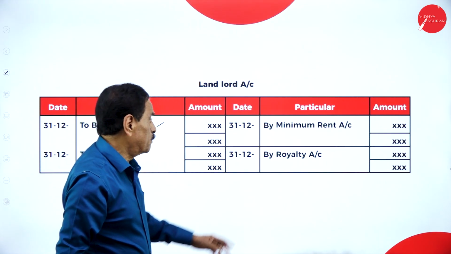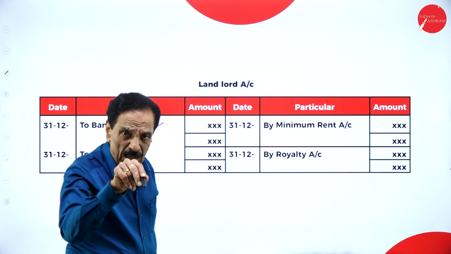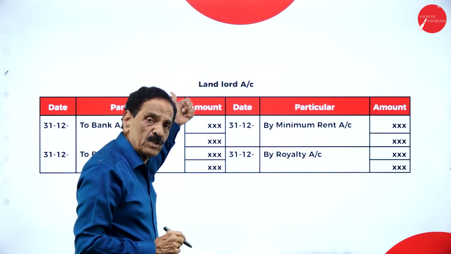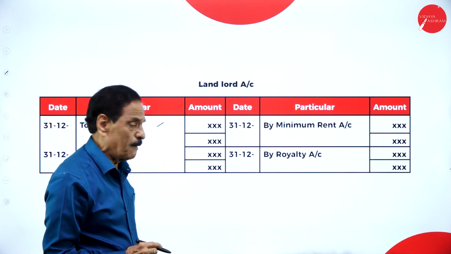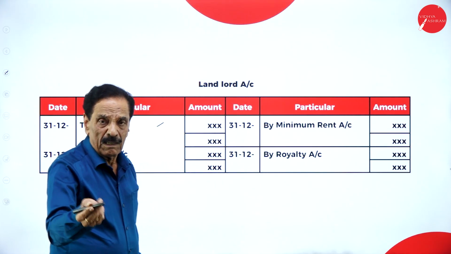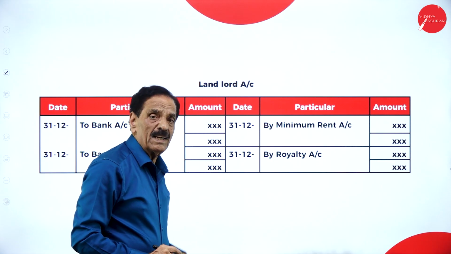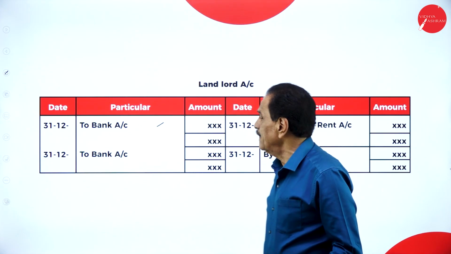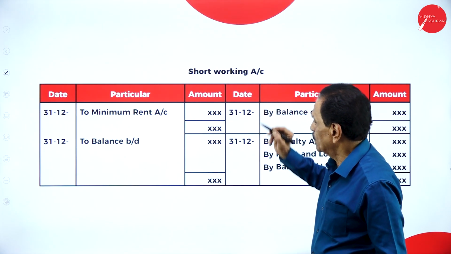When the minimum rent is more, we write the minimum rent. When the royalty is more, we write the royalty. Here always two bank entries will come. If the minimum rent is more, we write minimum rent. If the royalty is more, you write the royalty. Hope you understand. Then short working.